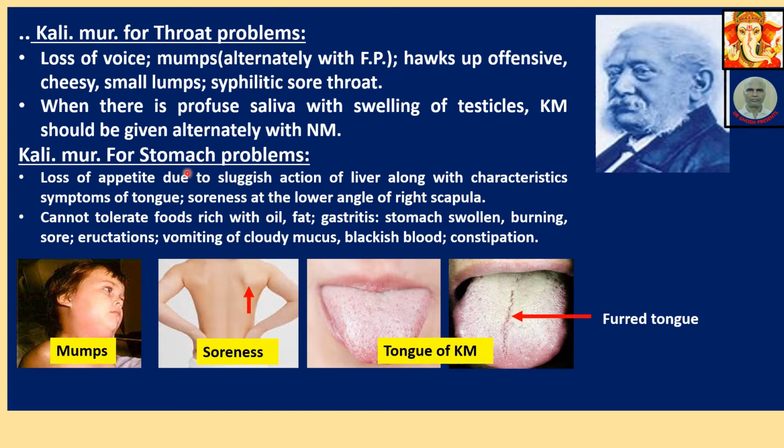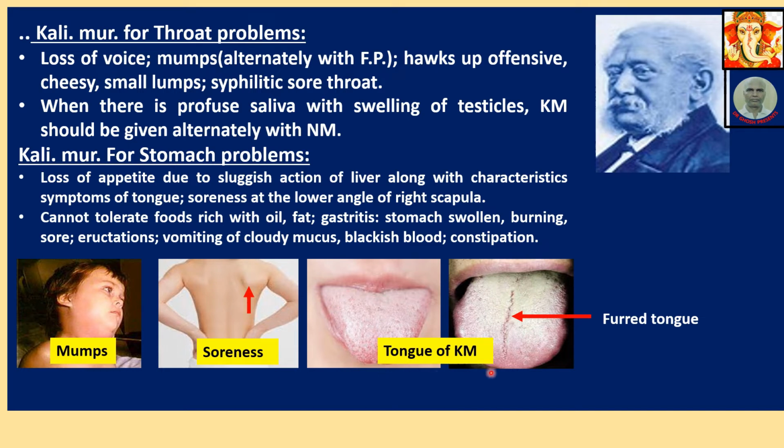Special situation. Calamine for stomach problems. Loss of appetite due to sluggish action of liver along with characteristic symptoms of tongue. Soreness at the lower angle of right scapula. This is the soreness at this area. Cannot tolerate food rich with oil, fat, gastritis, stomach swollen, burning, sore, irritations, vomiting of cloudy mucus, blackish blood, constipation.